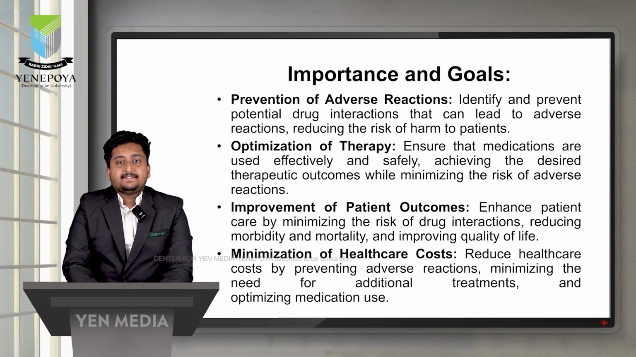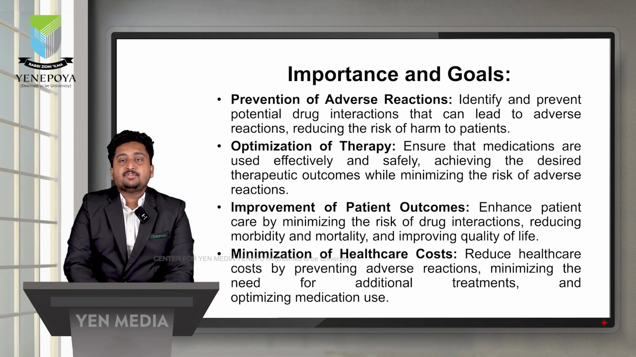So coming on to importance and goals. Why it is necessary to assess drug interactions right at the beginning or prior to the treatment approach. Prevention of adverse reactions is the first point. To identify and prevent potential drug interactions that can lead to adverse reactions, reducing the risk of harm to the patients. So as I already said, whenever the patient is suffering from multiple comorbidities, suppose the patient is taking 10 or 15 drugs at a time, it becomes important that we make sure that the efficacy of drug is actually on point. That means they do not necessarily cause any unwanted adverse effects.